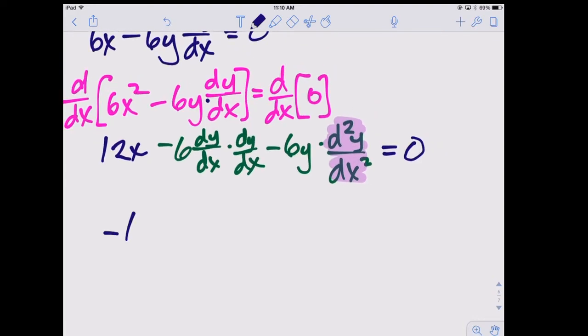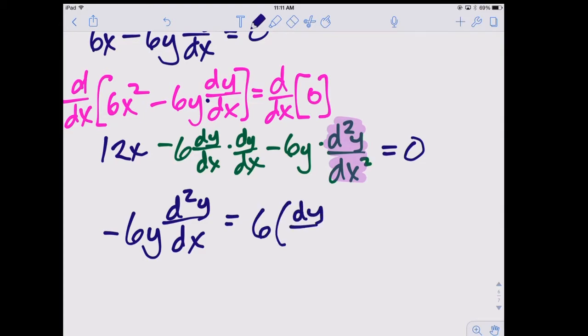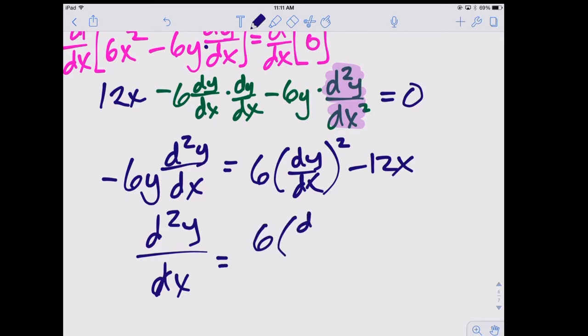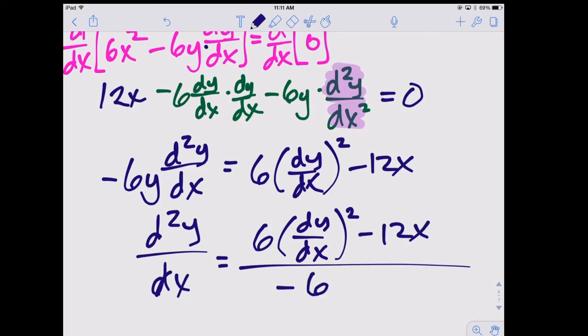I'm going to bring the terms across. So that's going to be negative 6y times the second derivative of y with respect to x. And when I bring the other terms across, I get positive 6 times dy/dx times dy/dx, which is (dy/dx) squared. And then I have a minus 12x. Now from here, all I have to do is divide through. And I get 6 times (dy/dx) squared minus 12x, all over negative 6y.